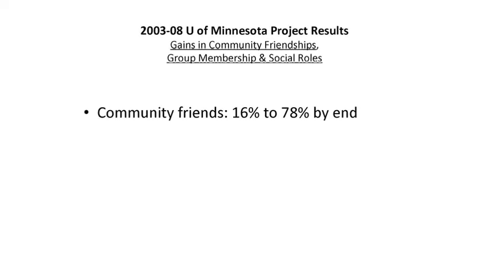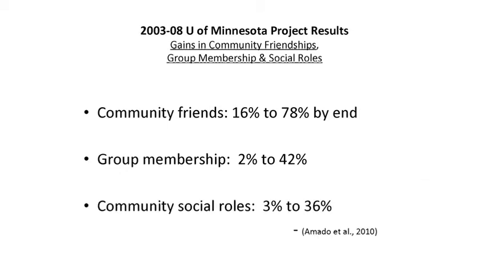This was a 5-year study we had done at the University of Minnesota, and we looked at 3 outcomes. What were the gains in individual community friendship? Went from 16% to 78%. What was the membership in community groups? Went from 2% to 42%. And what was the increase in community social roles, like being a church greeter? Went from 3% to 36%. So there are definitely strategies and methods that work to increase social inclusion.